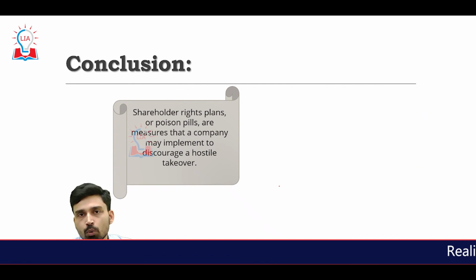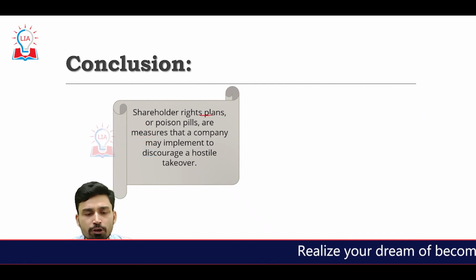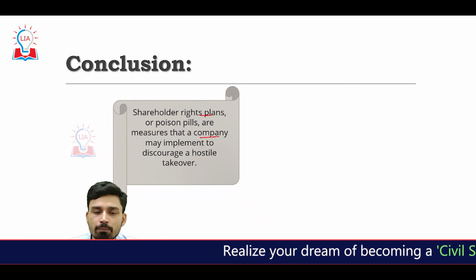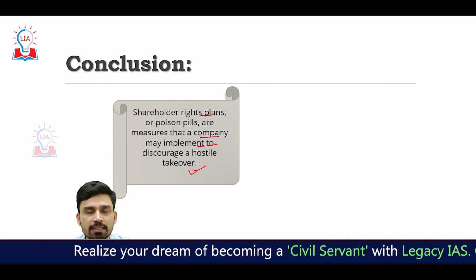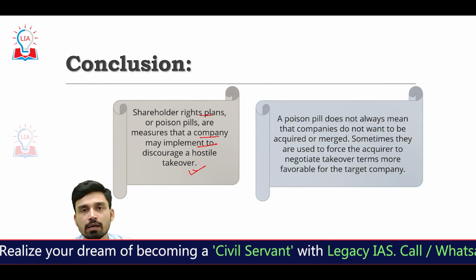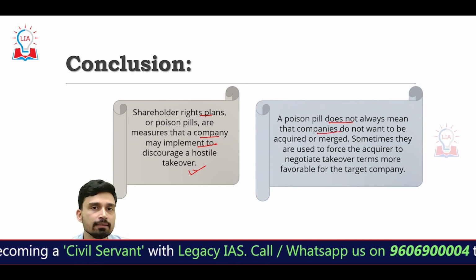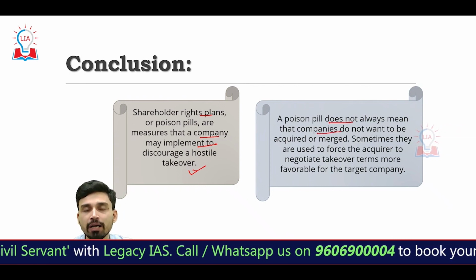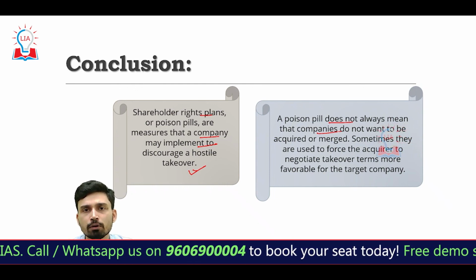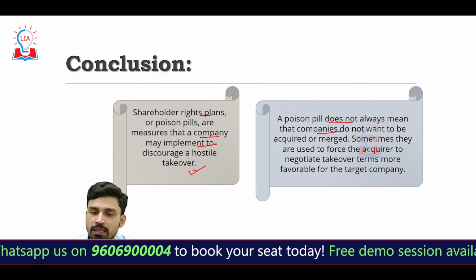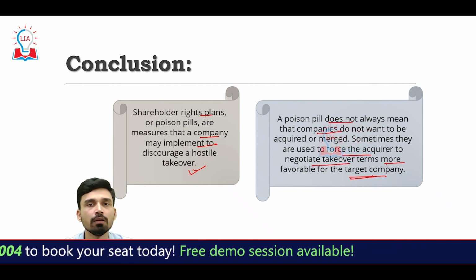So in conclusion, we can say about this particular approach that shareholder rights plans, also called poison pill strategies, are measures that a company may implement to discourage a hostile takeover, as we are seeing in the case of Twitter versus Elon Musk. However, we have to keep in mind that a poison pill does not always mean that companies do not want to be acquired or merged, because acquisitions and mergers are a very normal phenomenon. Sometimes they are used to force the acquirer to negotiate takeover terms more favorable for the target company.